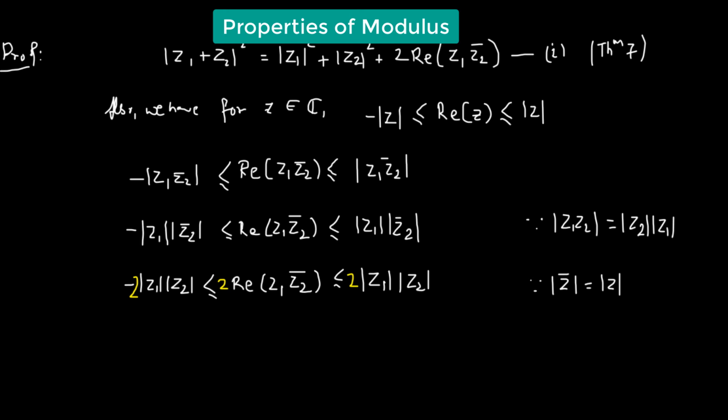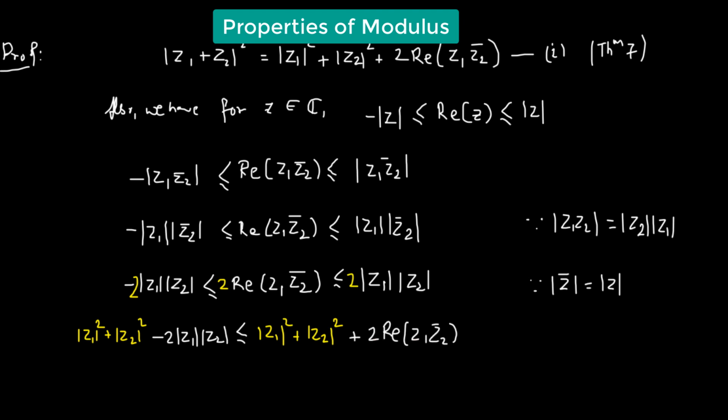In the next phase, we are going to add the absolute value of z1 squared plus the absolute value of z2 squared throughout the inequality, and that should give us negative 2 |z1||z2| is less than or equal to |z1|^2 + |z2|^2 plus 2 times the real part of z1 times z2 bar, which is less than or equal to |z1|^2 + |z2|^2 plus 2 times the absolute value of z1 multiplied by the absolute value of z2.